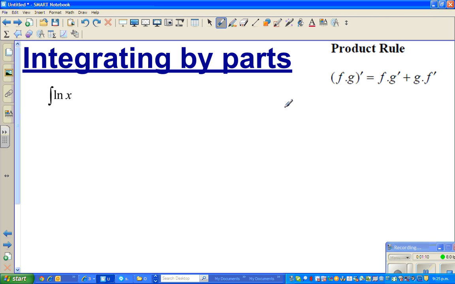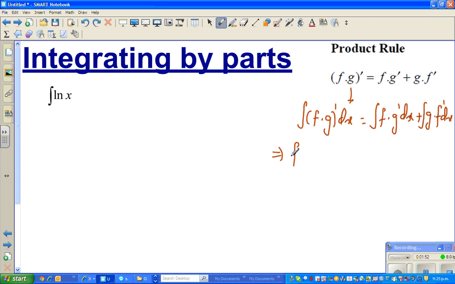So if this rule, if you integrate with respect to x on both sides, can I write like this? The integration of the derivative of f times g dx is equal to the integration of f dot g dash dx plus the integration of g dot f dash dx. So what I've done is I've integrated all of them with respect to x. If you integrate a derivative function with respect to x, you get that function.